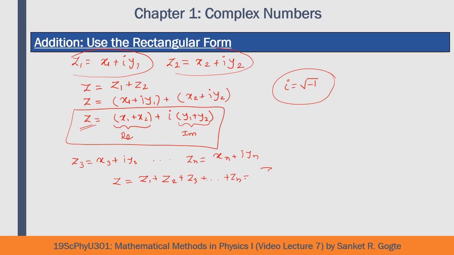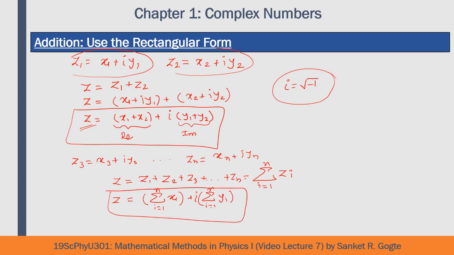In shorthand notation, I can write this with a summation sign, i equal to 1 to n, z_i. This addition is also the same. The real part of this addition is the summation of the real parts of all the complex numbers, and its imaginary part, which is imaginary because of this i, is also the same as the summation of the imaginary parts of the complex numbers. So this is how you can add n number of complex numbers.